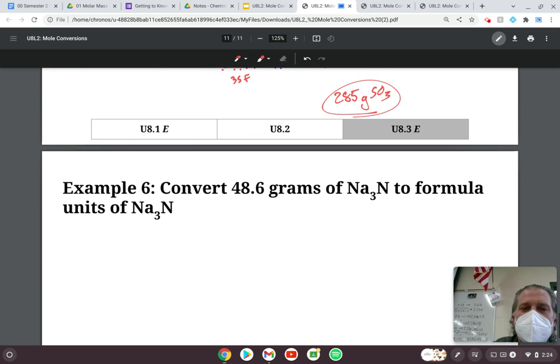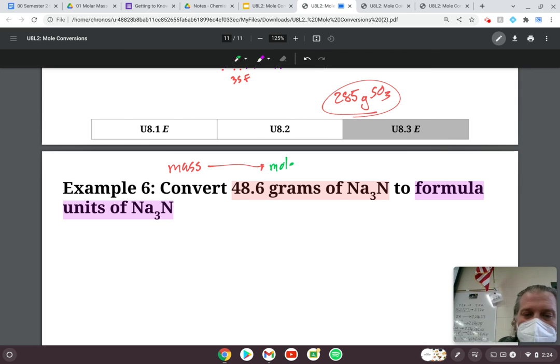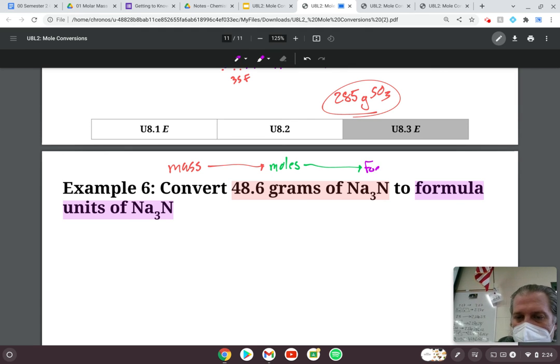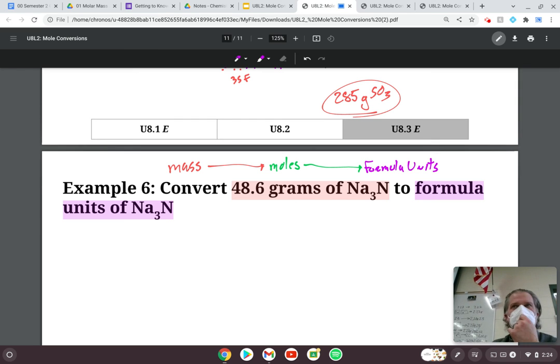Let's talk about this real quick. We have 48.6 grams of Na3N, and we're going to go to formula units of Na3N. So let's talk about that. We're going to go mass to moles to formula units. This is my favorite type of problem to do. Ready, set, go. You do it.